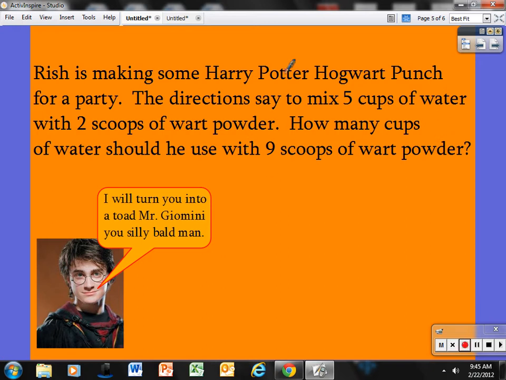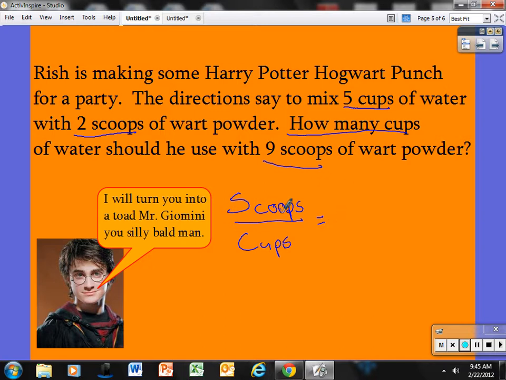Okay, 5 cups is mixed with 2 scoops. How many cups with 9 scoops? So it looks like I'm comparing scoops with cups. And I could flip this and do cups on top and scoops on the bottom as long as I keep my numbers together.